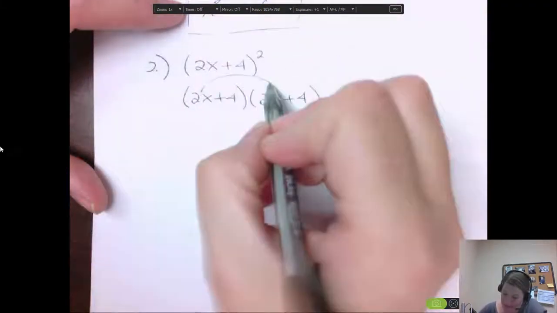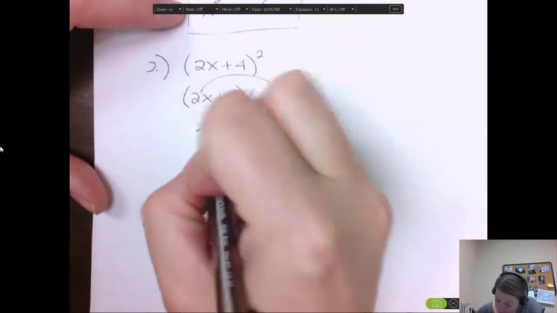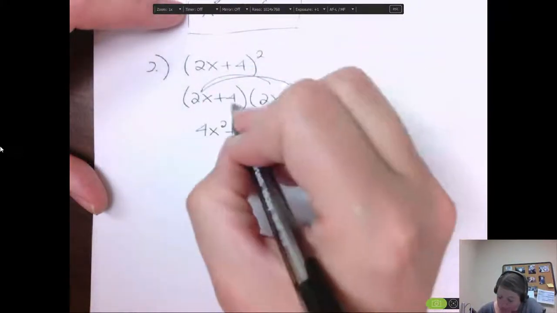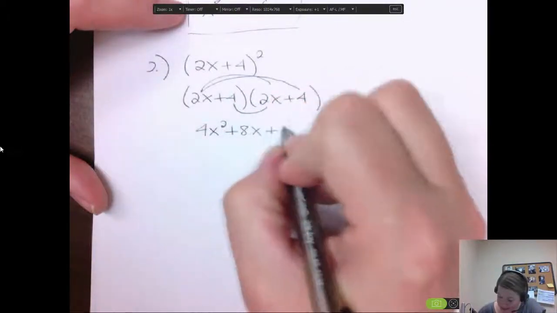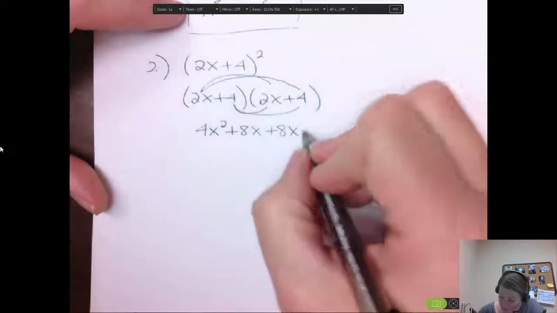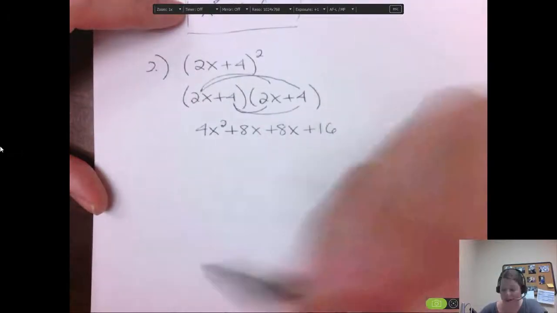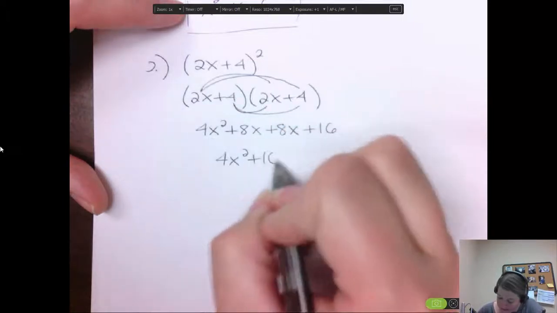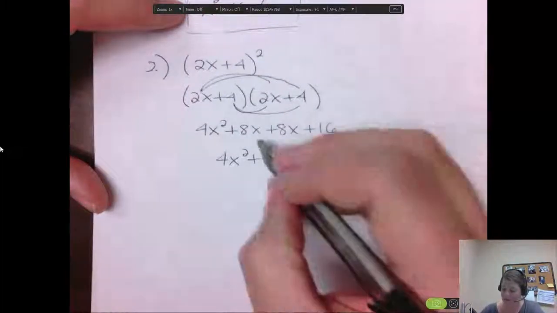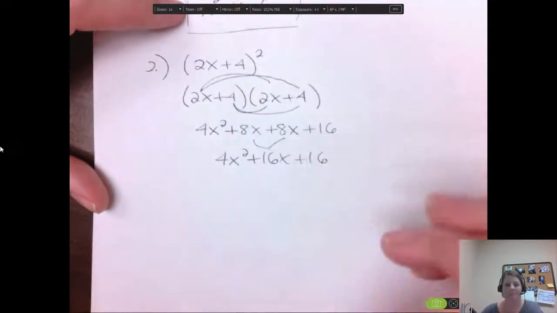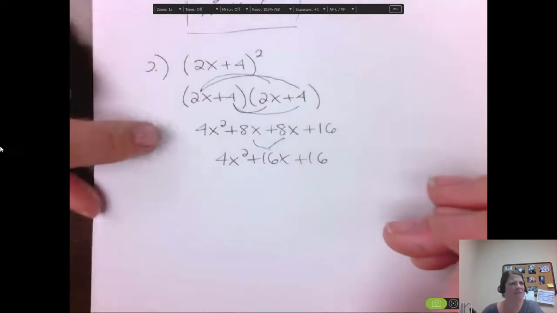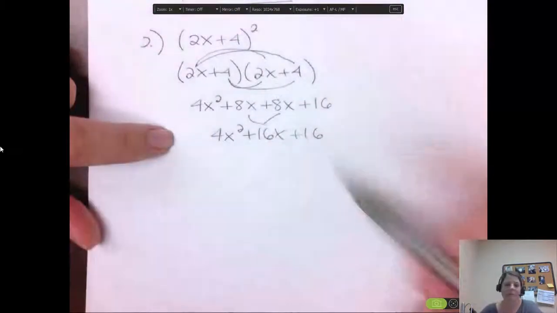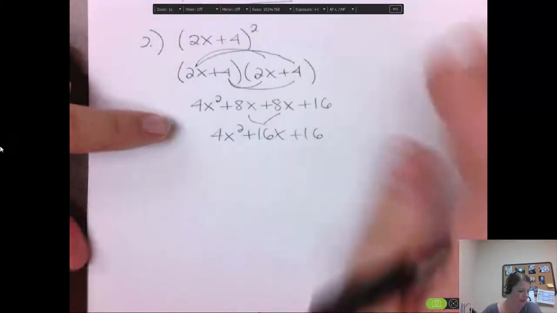So first, 2x times 2x gives us 4x squared. 2x times 4 is 8x. Then you switch to the 4: 4 times 2x is 8x, and 4 times 4 is 16. Now we combine the middle two terms to get 16x, and then we have the 16. So don't mess those ones up. Make sure when you're squaring, you rewrite them out, and you've got to get that middle term in there.